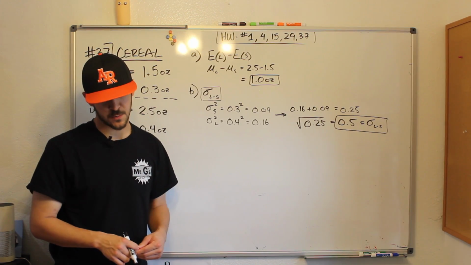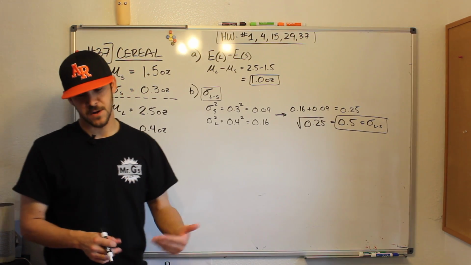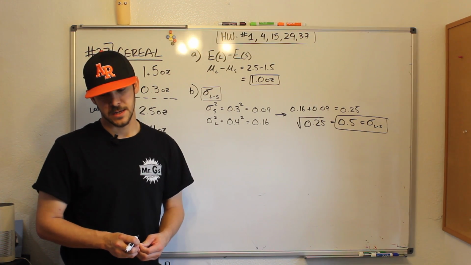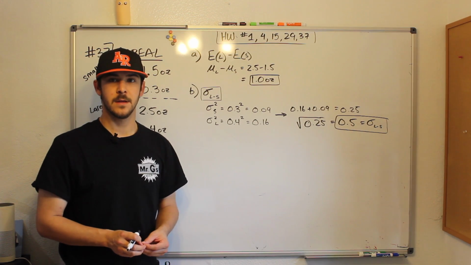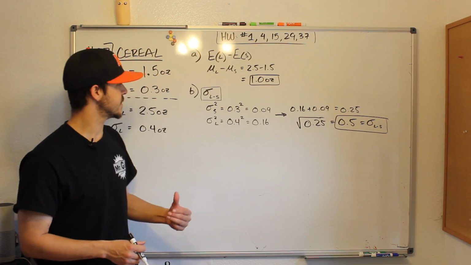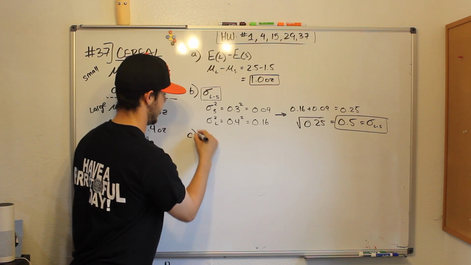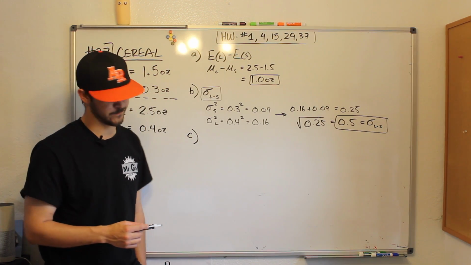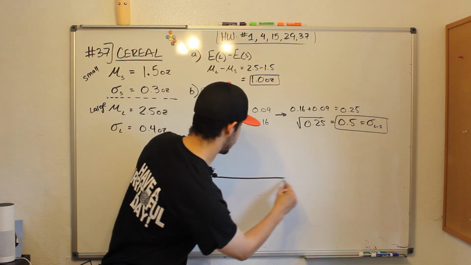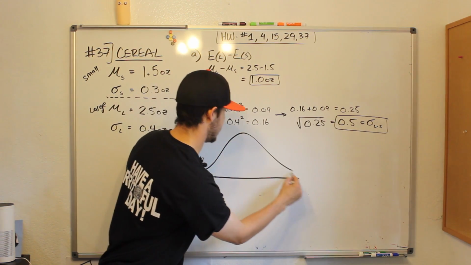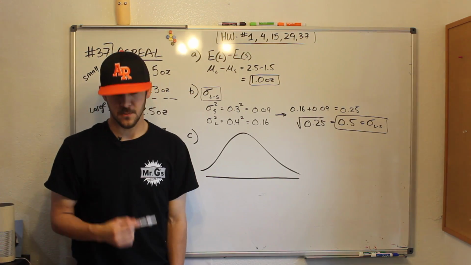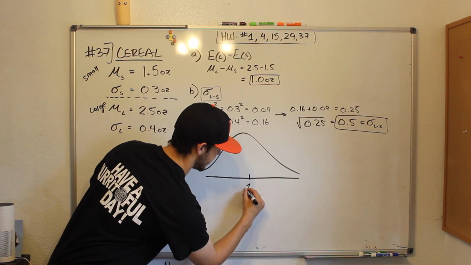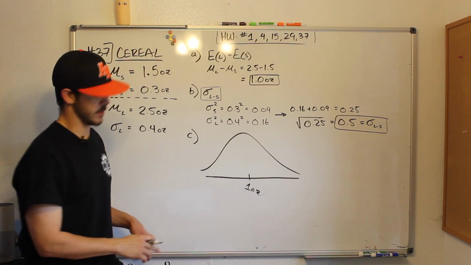Part C of the cereal problem asks, if the difference follows a normal distribution model, what is the probability that the small bowl contains more cereal than the large bowl? This one's a little bit of a harder problem to answer because we need to go back to our normal distribution model in order to find it. We can start by drawing a normal distribution, and right in the middle, we're talking about the difference. We can put in our expected value for the difference, which is 1 ounce.